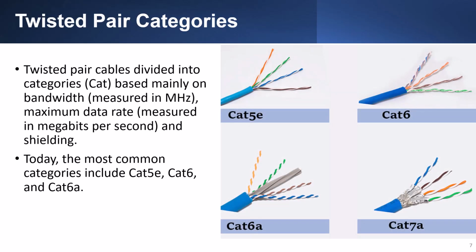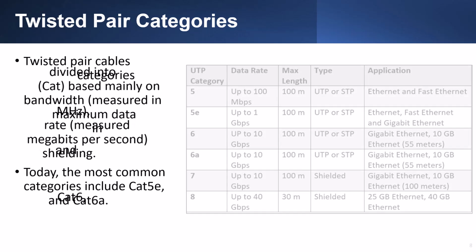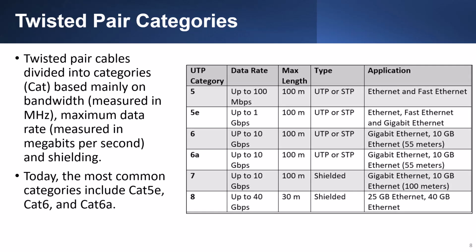Twisted pair cables are divided into categories based mainly on bandwidth, which is measured in megahertz, maximum data rate, which is measured in megabits per second, and shielding. Today, the most common categories include Cat5e, Cat6, and Cat6a. Here's a table of the common categories. Notice that there's also a 5e and 6a. The E stands for enhanced, and the A stands for augmented.